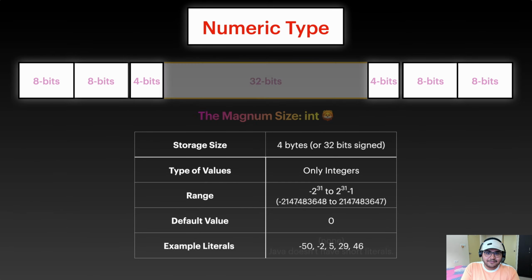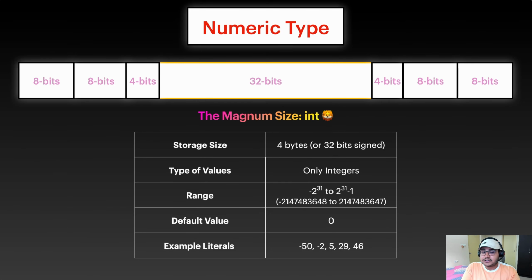Next in line, we have the int data type, which reserves 32 bits or 4 bytes of signed memory. Int type can only store integer data as well, and those integral values can lie within the range as shown in the table over here. By default, an int data type is also initialized to 0. It is important to note that any numerical literal or constant that you define directly in a program, such as minus 50, minus 2, 5, 29, or 46, they are all treated as int data type by default. So all properties of int data type apply to these numbers.